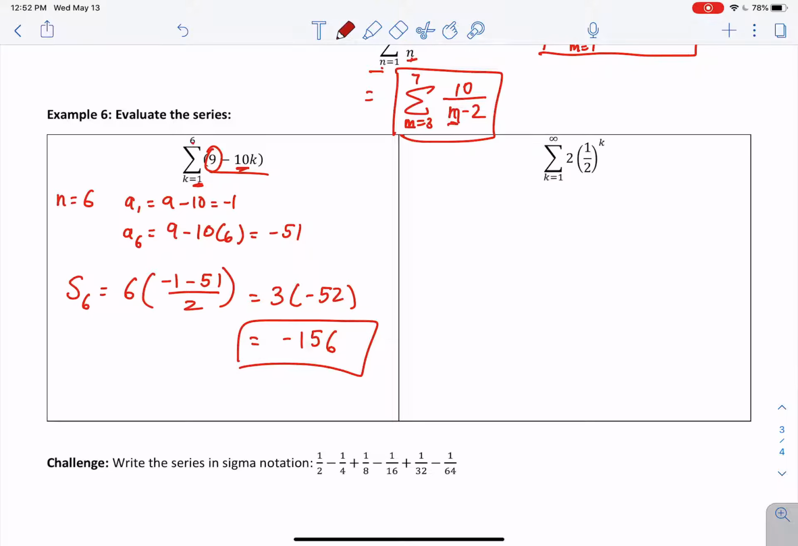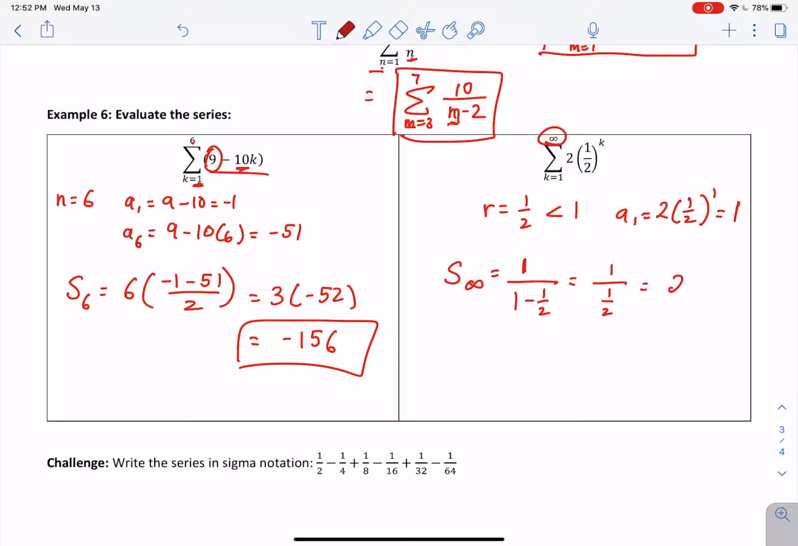Next one, we have a geometric sequence now. It's multiplied. For geometric sequences, I look at the r value. R is 1/2, which is less than 1. So I know I can still sum this up even though it's infinite. For that, I need the first term, which is 2 times 1/2 to the 1, which is 1, divided by 1 minus r. So this is 1 over 1/2, which is 2.